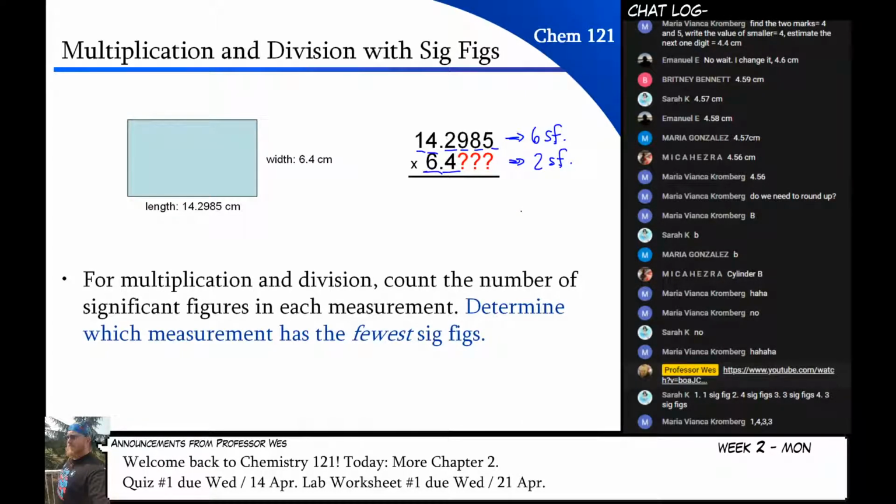So when we're done, our answer will have whichever of these is the smaller number of sig figs. So I will get a number, and then I will have to round it down to this many sig figs. That will be my result, because 2 is smaller than 6. If I knew these numbers, I could get it up to 5, and then I would round to 5 sig figs for my answer. But I don't, so I only get to have 2.